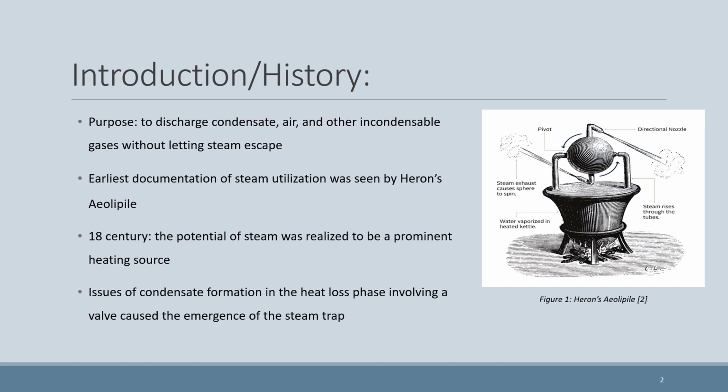The earliest documentation of steam utilization was seen in Heron's Aeolipile, as seen in the figure to the right, which is a steam turbine featuring a freely rotating hollow sphere and two curved pipes for steam release. It wasn't until the 18th century that the potential of steam was realized to be a prominent heating source, and steam traps were invented to help release condensate.